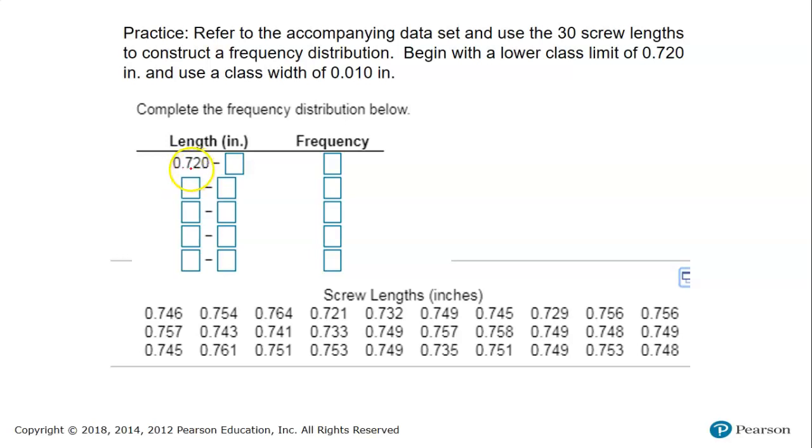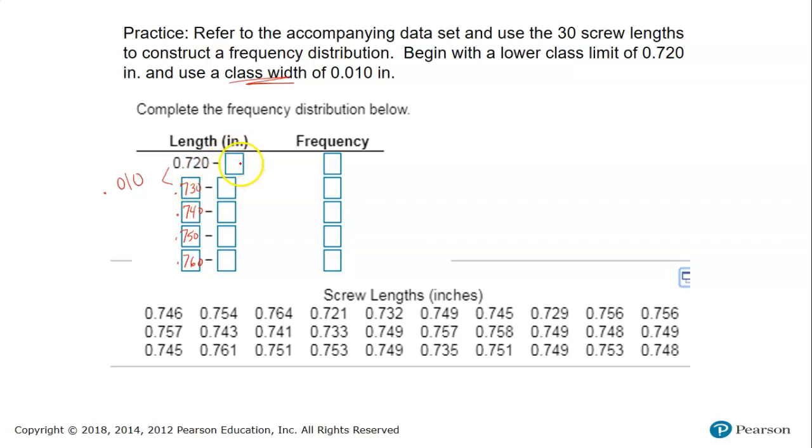And you're also told what your class width is going to be, so you don't have to calculate that. We automatically know that it's going to be 0.010. So I'm going to go in and add 0.010 and get these values here. If I add that to this, I'll have 0.730, and then I'll have 0.740, 0.750, and 0.760.